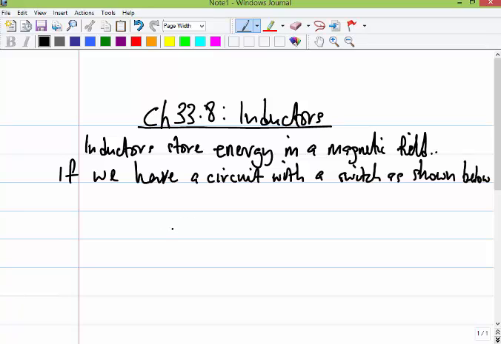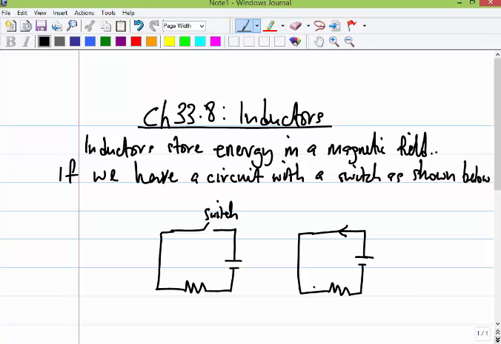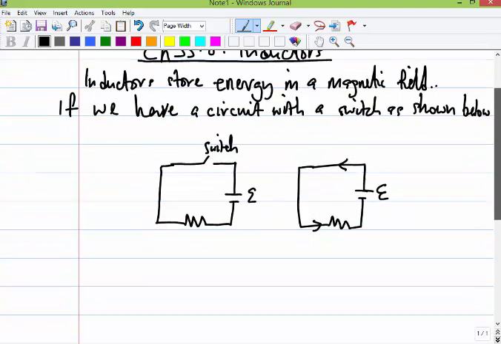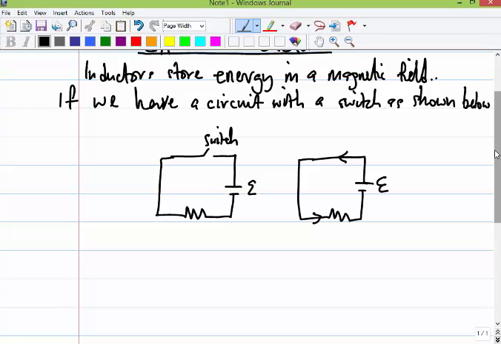For example, we have a switch this way, and then this circuit has a battery and then a resistor. This is a switch S. When the switch is closed, the current goes this way and that way, and this is your EMF. What we can have is the EMF induced in the coil.